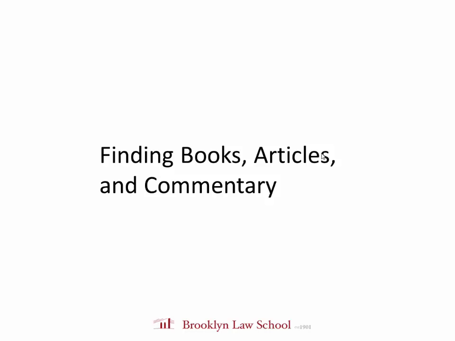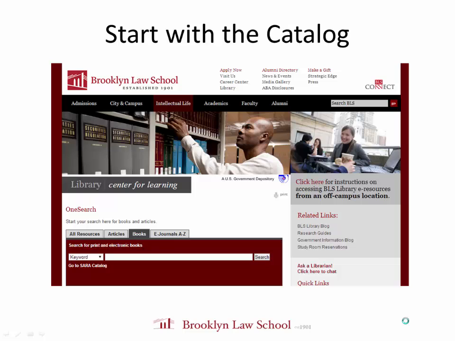Once you're up to date on your topic by using the legal news and current awareness tools I've discussed, you're going to want to find scholarly resources that discuss your topic in depth. To find these types of resources, start with the library catalog, SARA. From the library homepage, you can choose one search, which will search for books, journal articles, and more, all in one easy search. Alternatively, you may wish to search only SARA, the library catalog. To access SARA, click Books, and then go to SARA.